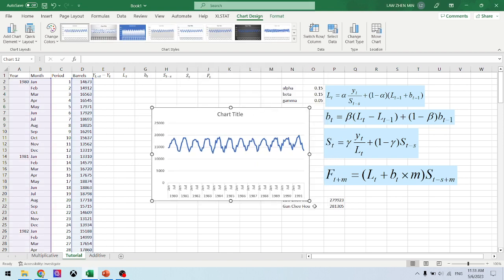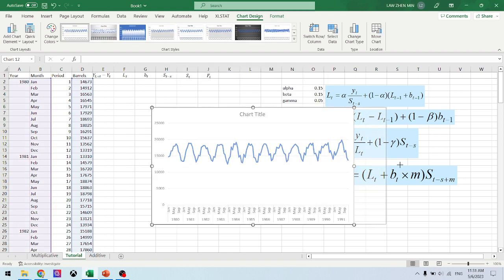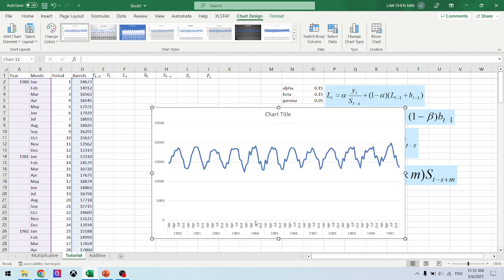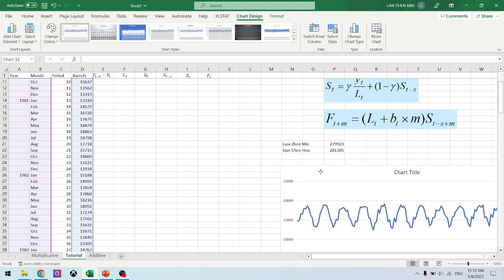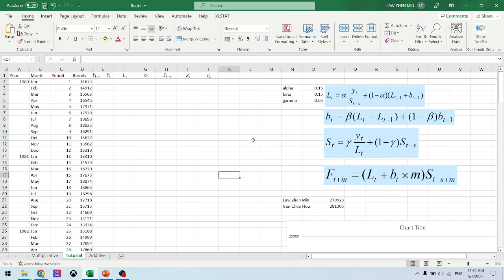Okay, so here we can see that there is a seasonal component in our data set. We can see that there is a season for one year, second year, third year. So now we put aside our graph first. Now we have identified that our data is suitable for the Holt-Winters exponential smoothing.